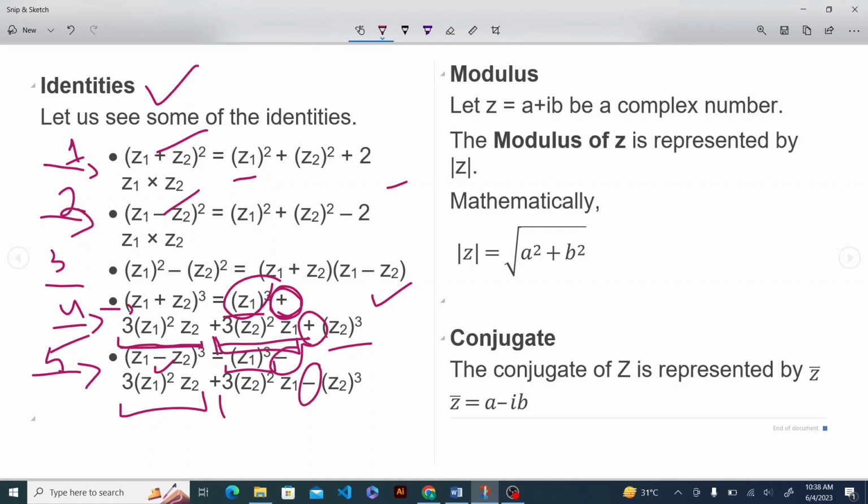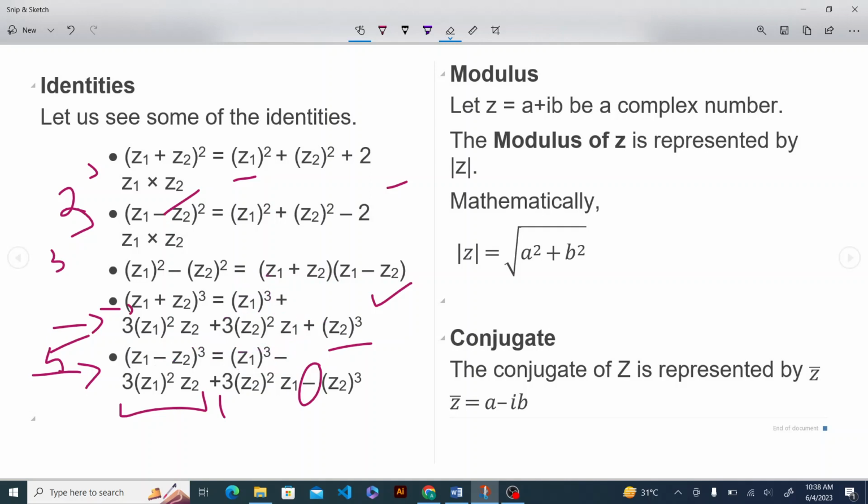Okay, so these were the 5 identities for complex numbers. Now let us move towards very interesting concepts related to complex numbers. Two concepts are modulus and conjugate.